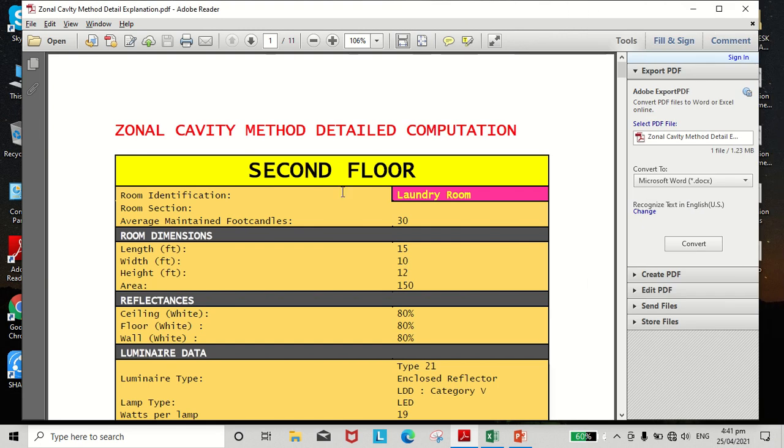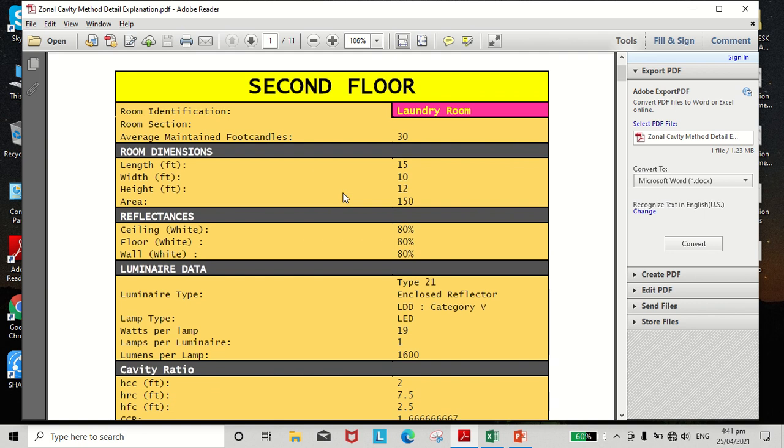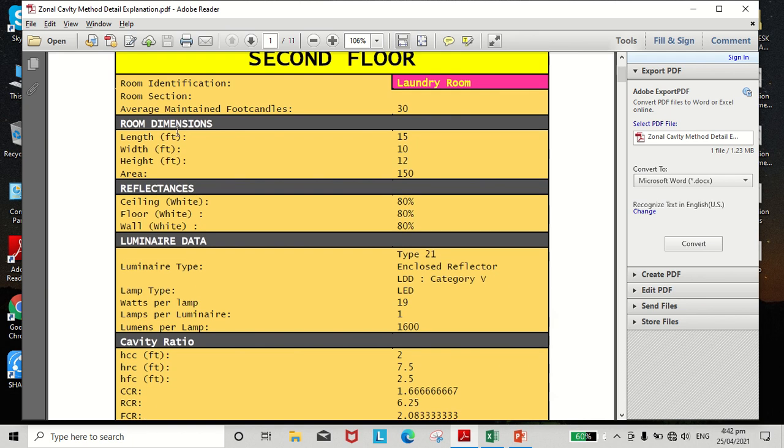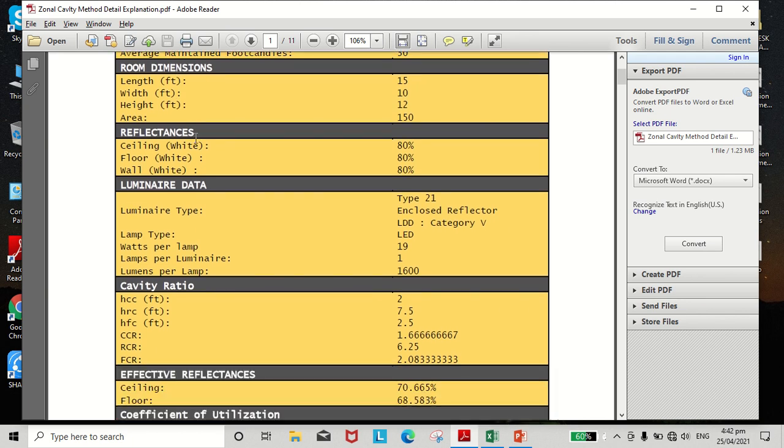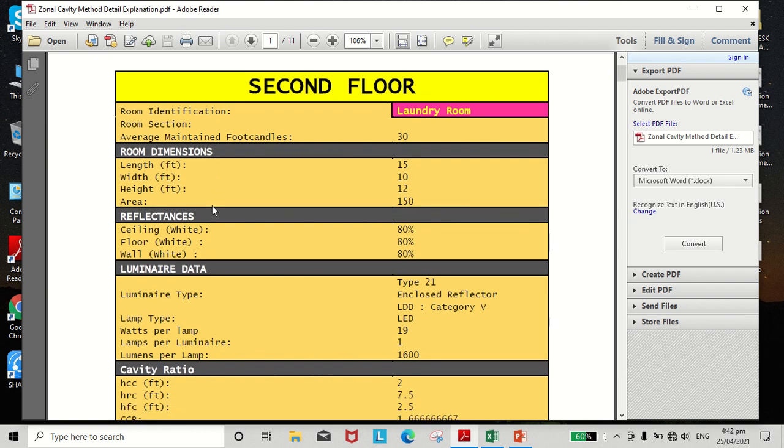So we have here the zonal cavity method, detailed computation. We have an example, a second floor. These are the step-by-step calculations, which are discussed below. The first one here is the room identification. We have the average maintained foot candles, which come from tables. At the same time, we need to find out the room dimensions, the width and height, and the length of the room.